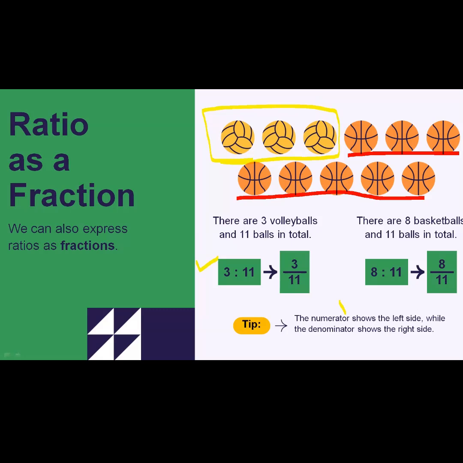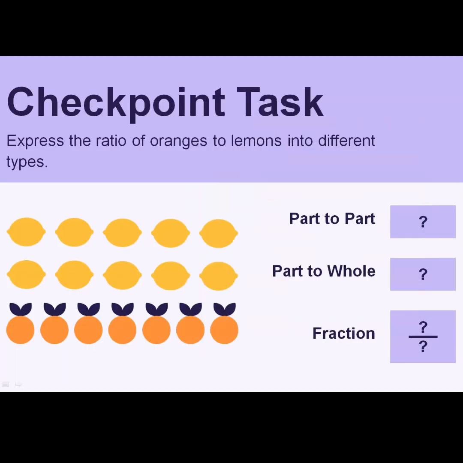And when we are discussing ratio as a fraction, it would be written as 8 by 11. So the numerator shows the left side while the denominator shows the right side. Now there is a task for you. It's a checkpoint task. You have to express the ratio of oranges to the lemon in different types.